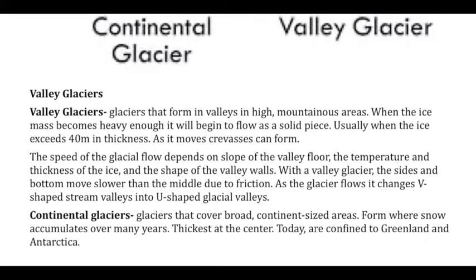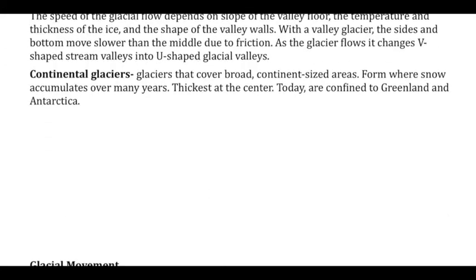Continental glaciers are, much of these are in the high north, high south. So we're talking about Antarctica as a continental glacier. The entire continent of Antarctica is covered in a glacier and even sticking over the edges. And then Greenland, much of Greenland is also covered with a continental glacier.